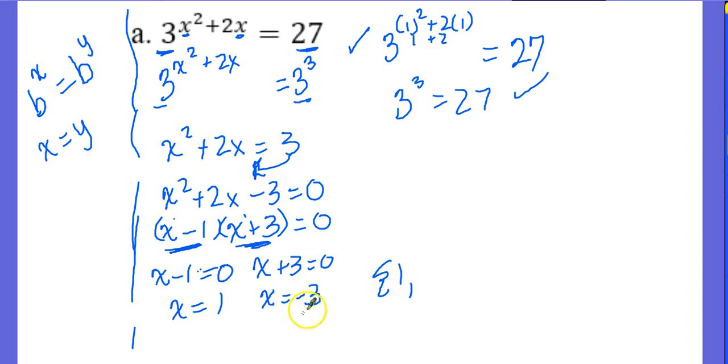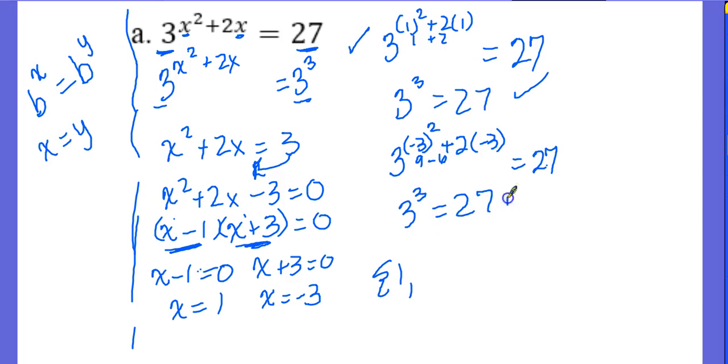And we'll go back and check by plugging in the -3 for our x. So 3 raised to the -3 squared plus 2 times -3 equals 27. And -3 squared is 9, and 2 times -3 is -6, and 9 minus 6 is 3, and 3 cubed equals 27. Therefore, -3 is also a good solution. So no logs necessary, no calculator necessary to get us to our solutions.